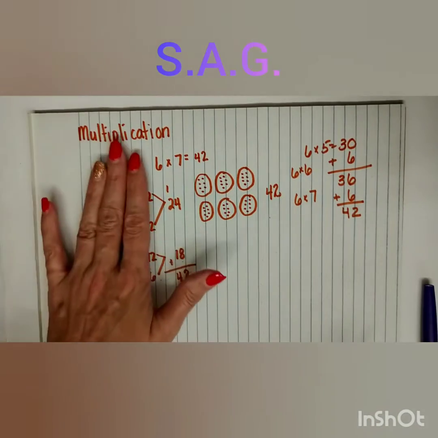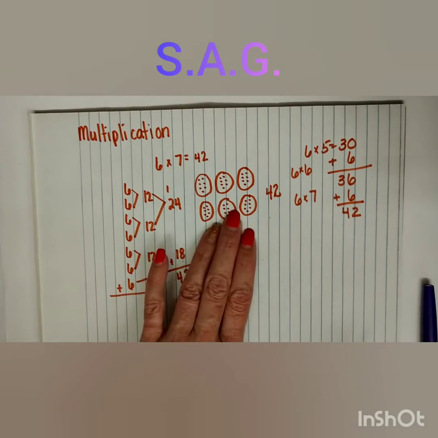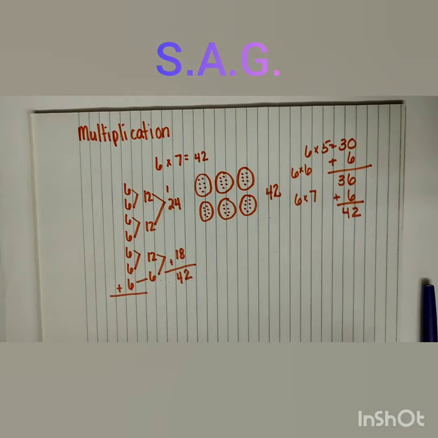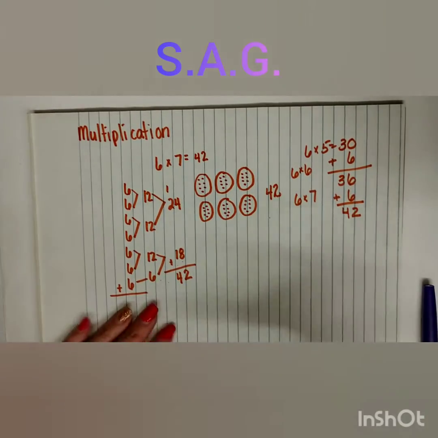So I can do repeated addition, I can do a quick pick, and I can start with a fact that I do know and work my way up so I'm not working all the way through that.